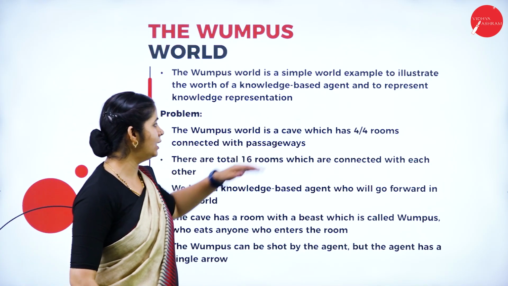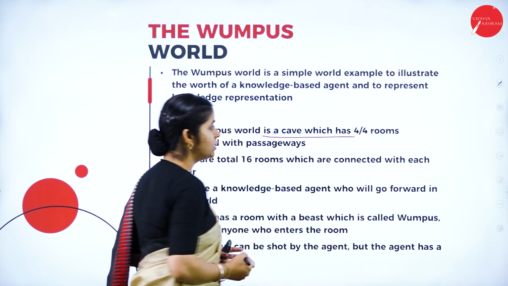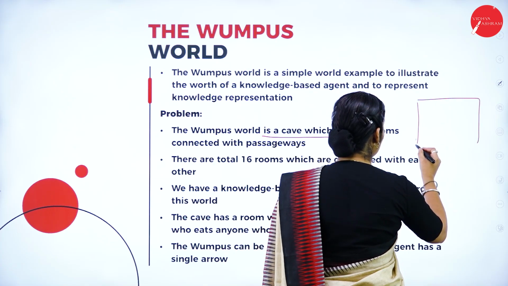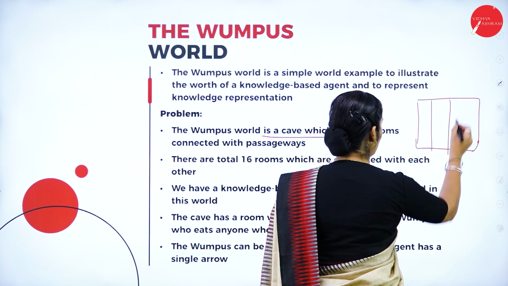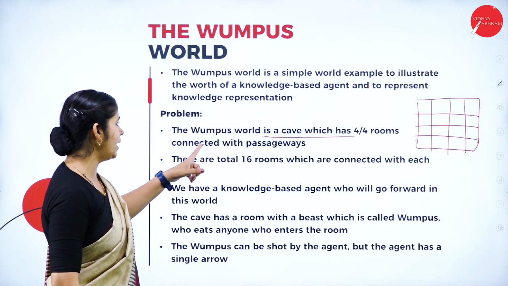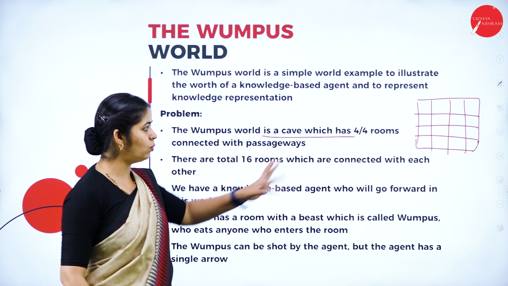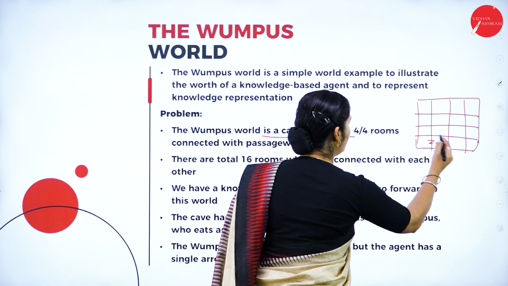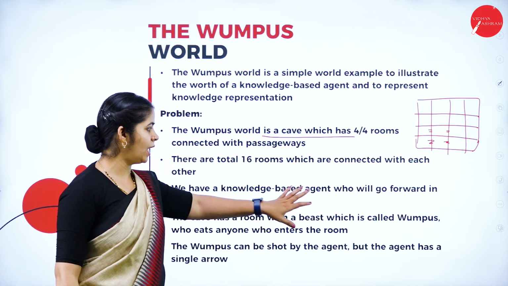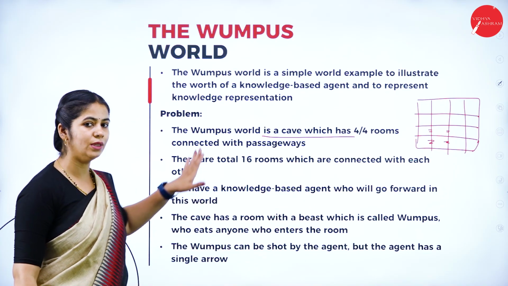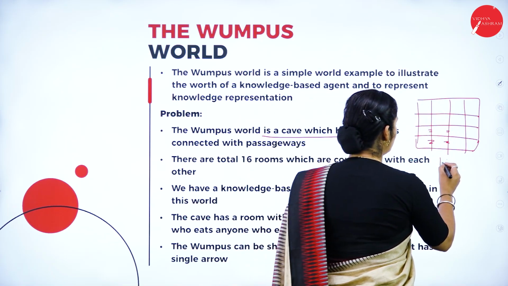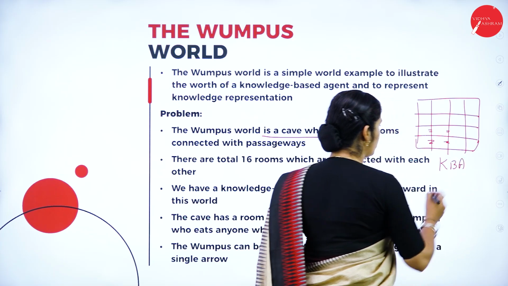What is the problem? There is a cave which has 4x4 rooms. 4x4 rooms means you will be having a 4x4 grid like this, with rooms connected by passageways. We have a way to go from one room to the other room. We have a knowledge base agent who will go forward in this world. This is the environment that we are providing, and in this environment the knowledge base agent is going to work.